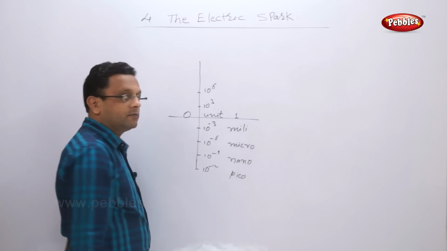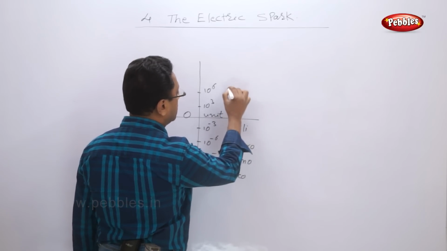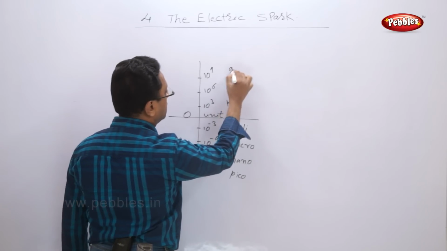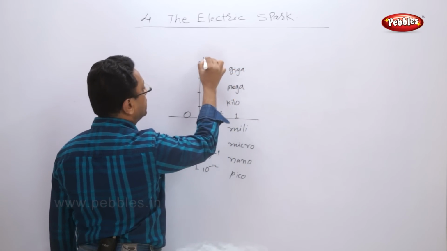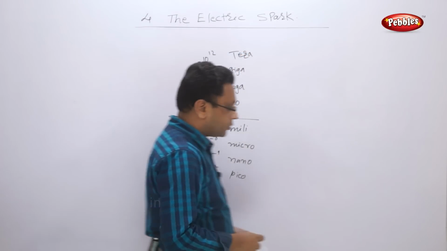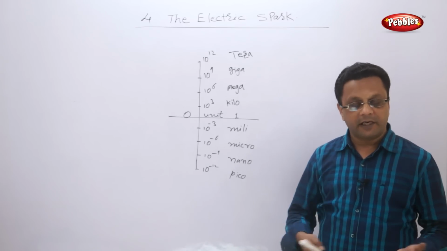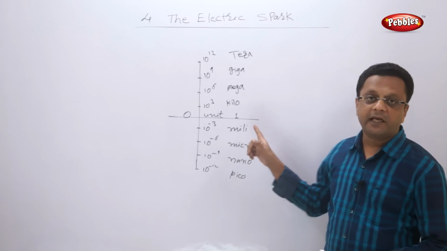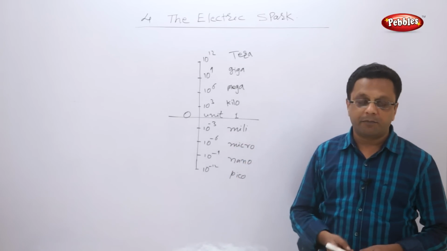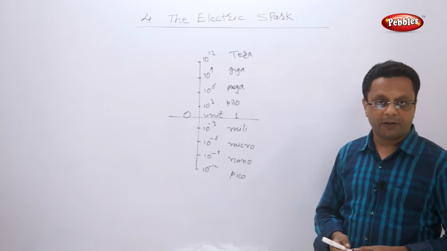And here you must be knowing this. 10 raised to 3 is kilo. This is mega. 10 raised to 9 is giga, and 10 raised to 12 is tera. So when I say 1 into 10 raised to minus 3 ampere, it is the same as 1 milliampere. 1 into 10 raised to minus 6 amperes is equal to 1 microampere.